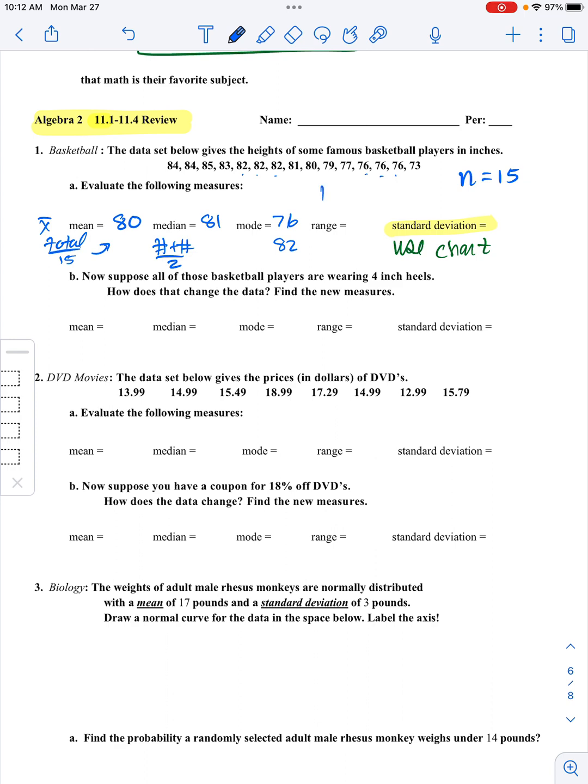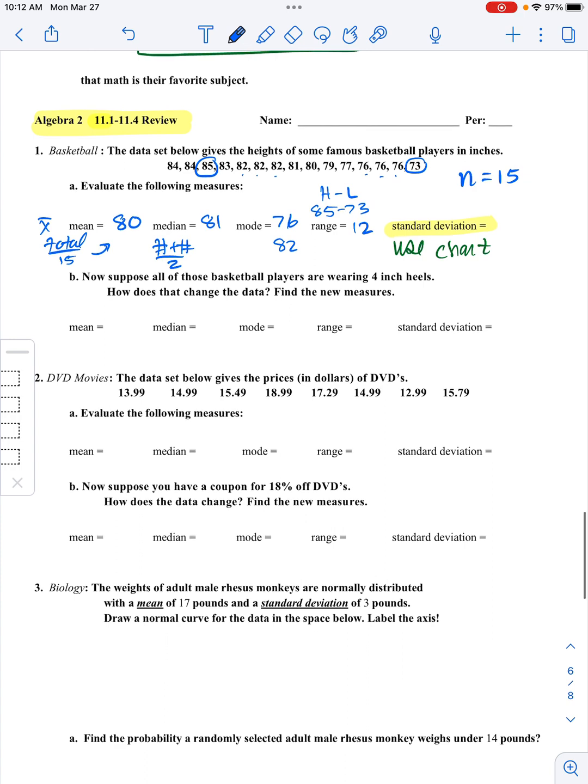Range is going to be your highest value minus your lowest value. And so in this case, we end up with a 12 when you go through there and find the highest and the lowest. I believe the highest is 85, glancing through here quickly, and it looks like the lowest is 73. So for us, this is 85 minus 73.